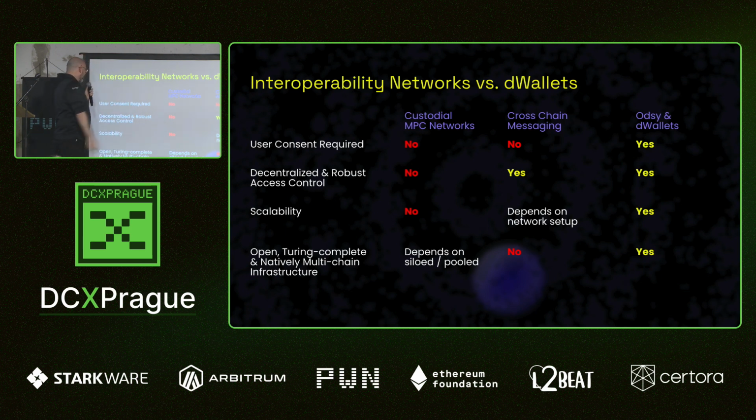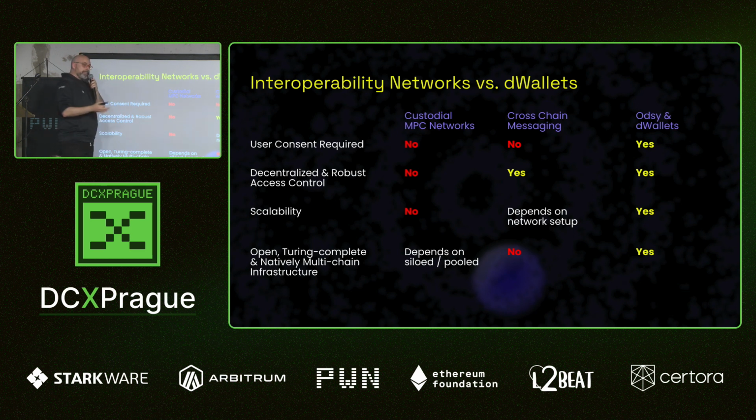So with Lit Protocol, it does actually allow for a Turing-complete and natively multi-chain infrastructure. But again, it's not scalable, it's not decentralized, and you don't need the user consent. With cross-chain messaging, so that's things like CCIP, LayerZero, XLR, right? You don't have the user consent. The network can send whatever message it wants, and you don't have any way to prevent that.